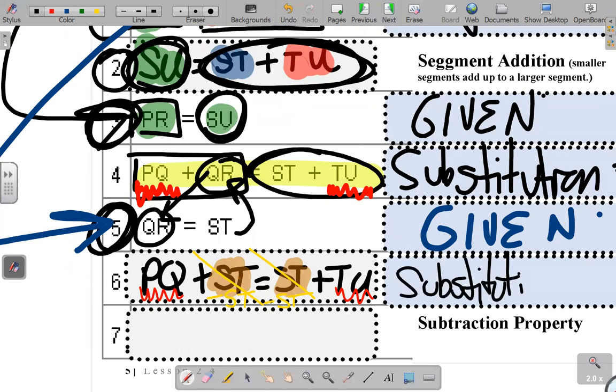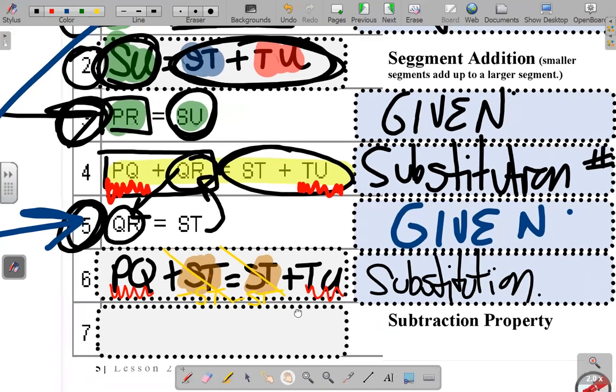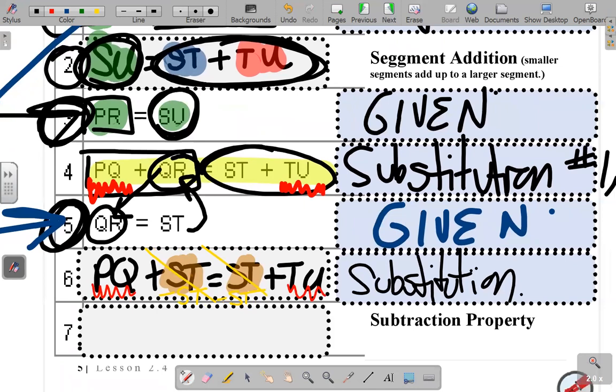Step 6, we got through substitution. Rajani, what lines did we smash together to get 6? Where did we take something out and put something in? Which lines? We swapped out 4 into 5 or 5 into 4. So lines 4 and line 5.